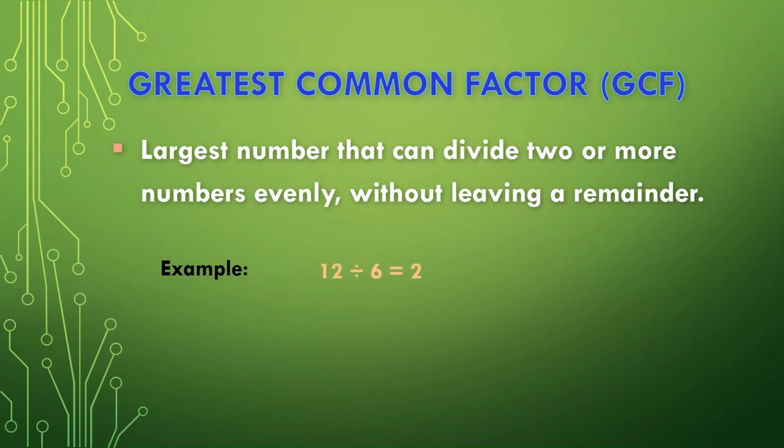Example: 12 divided by 6 equals 2. It gives us an exact answer, which is 2. What about this? 12 divided by 8 is equal to 1, with a remainder of 4. So 8 is not a factor of 12.